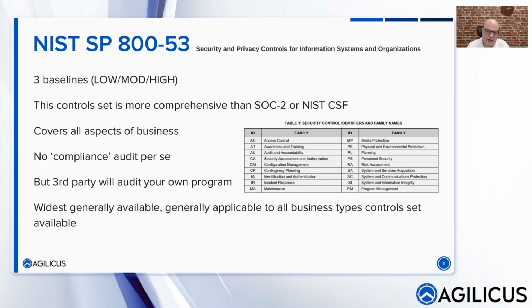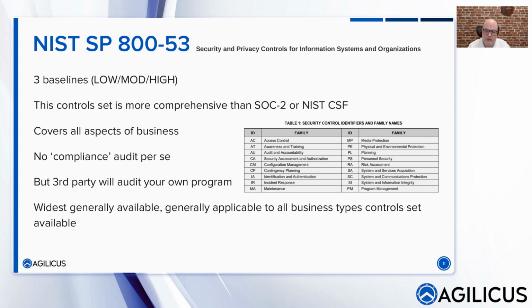Getting into the standard of today that we're talking about, so 853, I'm not going to go into great detail on this. There's others that are far more qualified than I am to do this, but at the highest level, when you pick this standard, you pick your baseline, your low, moderate, or high, and it's going to cover all aspects of your business. You don't get to sort of opt out the recruiting team or the marketing team. It's all of it, and there's not really a compliance audit per se, so you're not gunning for what's the auditor going to ask me, what proof do I have to have. You're doing it yourself. You may use a third party to assist you or to make sure you're honest with yourself, but that's really what you're doing here.